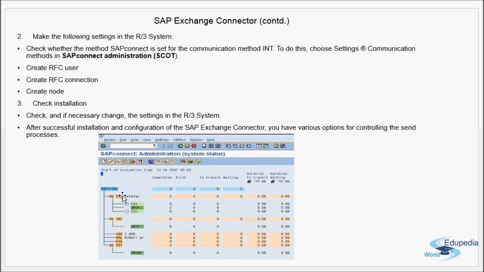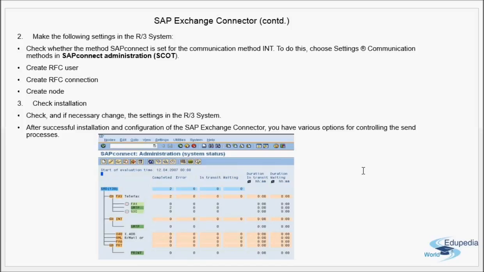So here you configure different nodes, the fax, the internet, etc. Okay, and here it shows the information like how many are completed, how many were in error, for each transmission, how many were completed, how many were in error, how many are waiting, and in transit status.